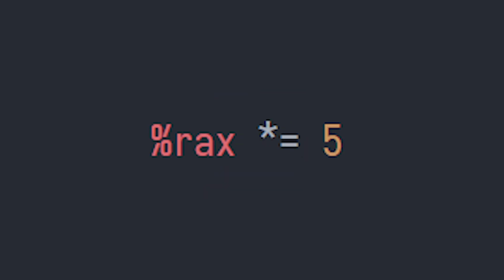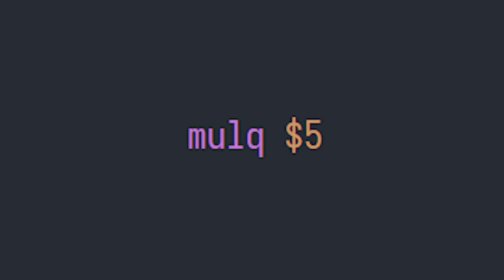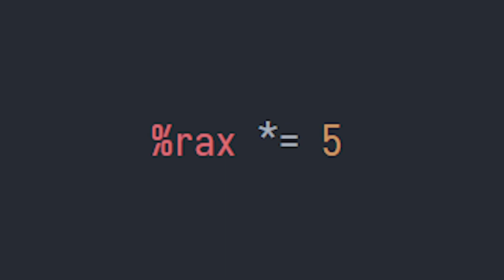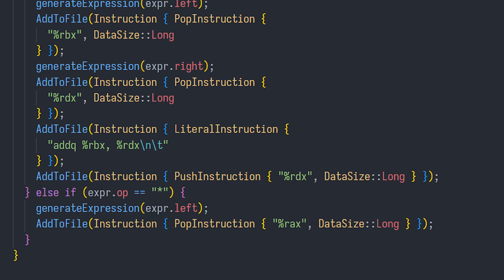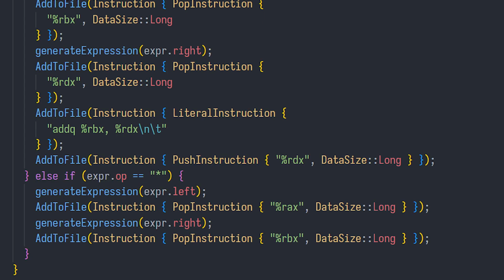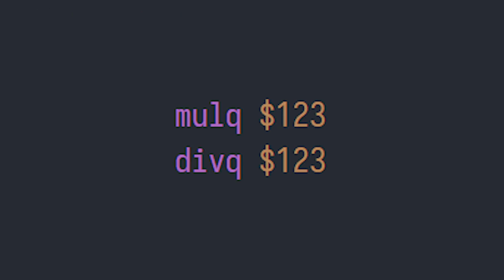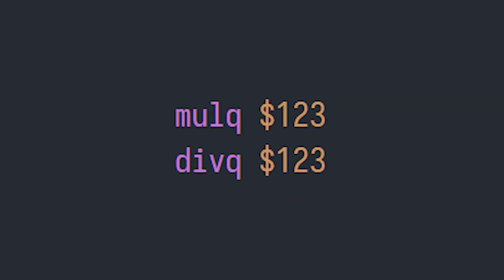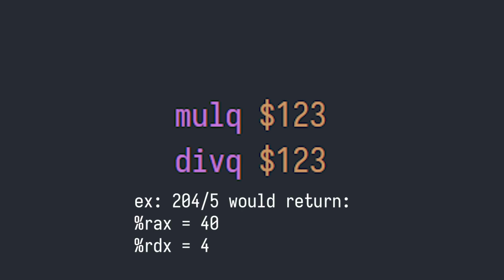Multiplying RAX by 5 would look something like this. Mul Q 5, which you can assume is the same thing as RAX times equals 5. So this means that you will always pop the left-hand side into RAX, the right-hand side into whatever register you'd like, and then you would just push RAX as the result. Division works in pretty much the exact same way. Please note though, because we do not have floats, a division instruction will be like how you divided in 2nd grade. Decimals don't exist. The quotient will be in RAX, but the remainder, if there is one, is in RDX.